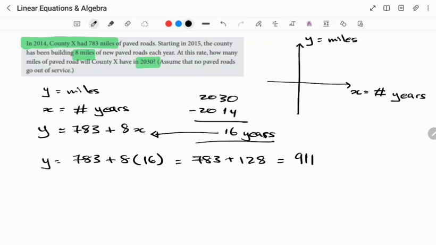What have we been solving for? We're solving for y, which is our miles. So 911 miles. And that is the answer to this question. By year 2030, we will have built 911 miles. Let's go to the next question.